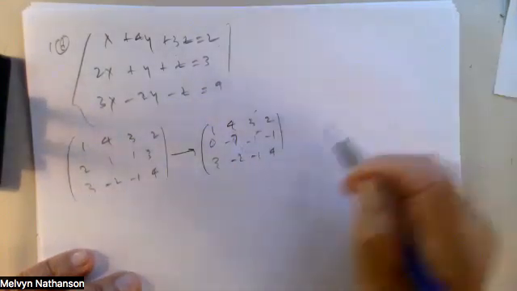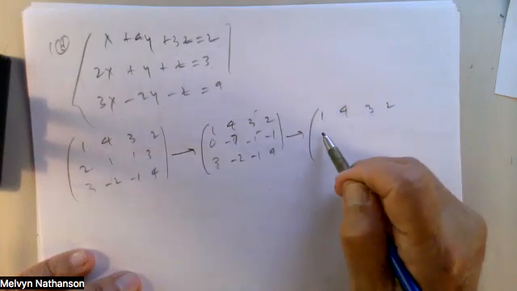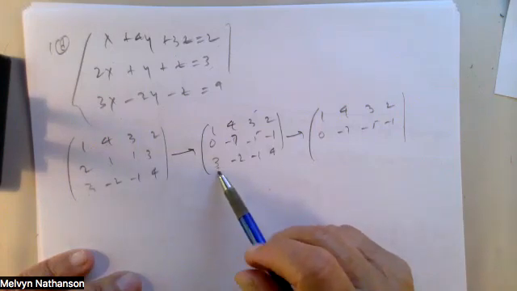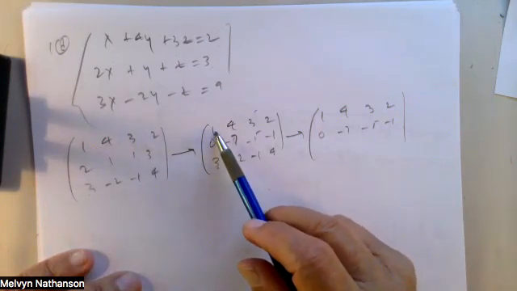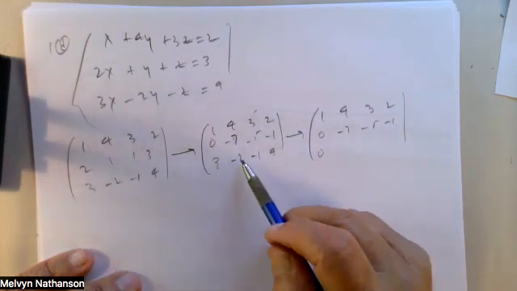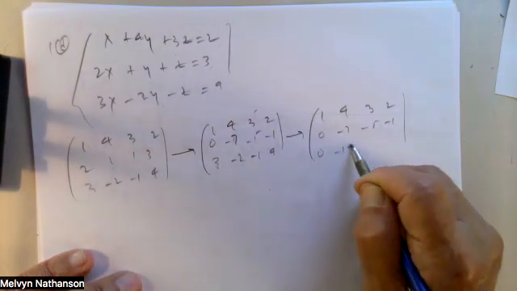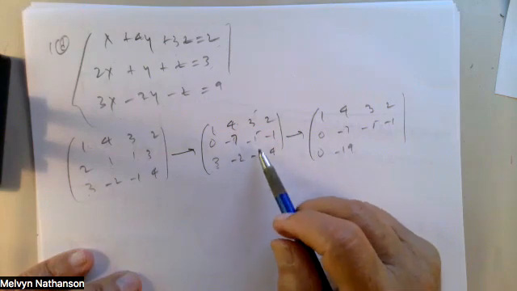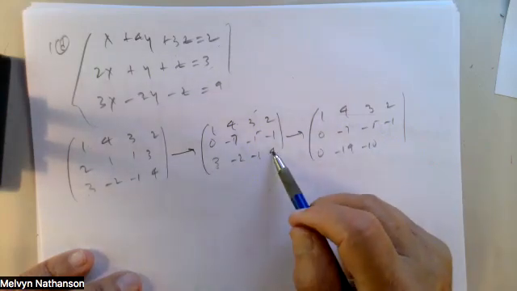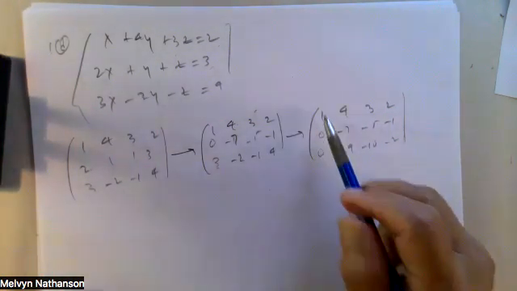And I want to get a 0 here. So I have 1, 4, 3, 2 and 0, minus 7, minus 5, minus 1. To get a 0 here, I subtract 3 times the first row from the third. 3 minus 3 is 0. Minus 2 minus 12 is minus 14. Minus 1 minus 9 is minus 10. 4 minus 6 is minus 2. So I have 1 and then zeros.